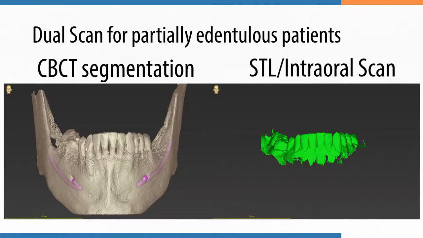And as mentioned before, you can send the PVS impression or a poured model to your lab and they will be scanning it with a desktop scanner. The end result is a CBCT and an STL file that will be merged together, and the planning procedure and the surgical guide fabrication will be done over the surface scan or the STL file.